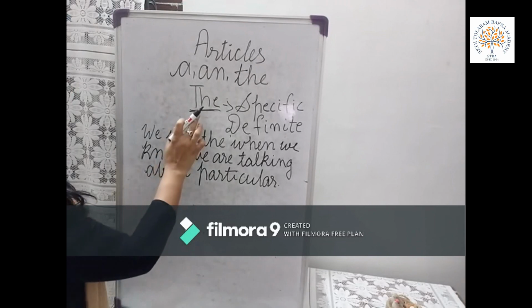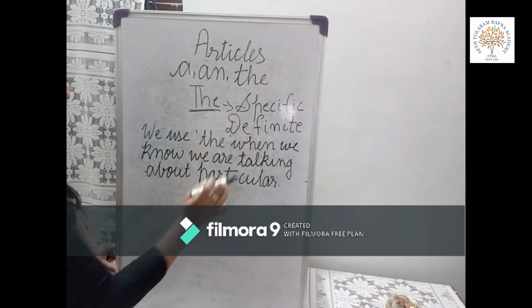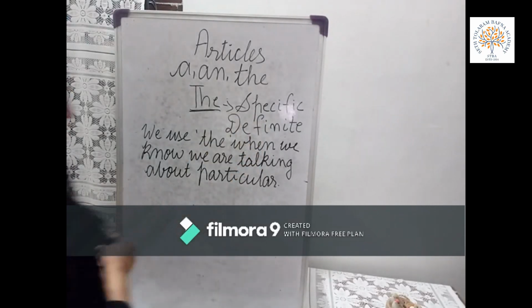Now see, the is a definite article, or you can say specific. We use the when we know we are talking about something particular. Okay. Now in an easy way I would like to explain that we use the for only one person, one place, or one thing.